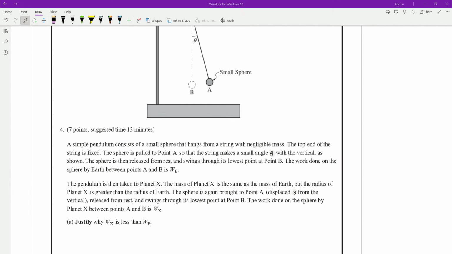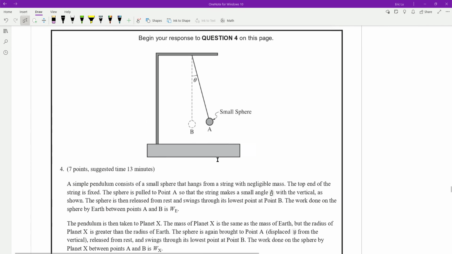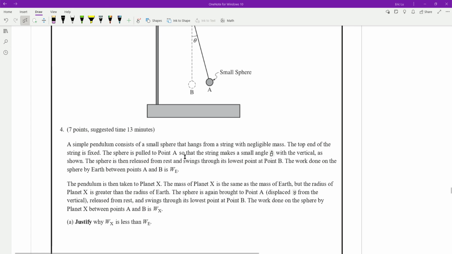So here we have a simple pendulum that consists of a small sphere that hangs from a string with negligible mass. The top end of the string is fixed. The sphere is pulled to point A so that the string makes a small angle theta with the vertical as shown. The sphere is then released from rest and swings through its lowest point at point B. The work done on the sphere by Earth between points A and B is WE.